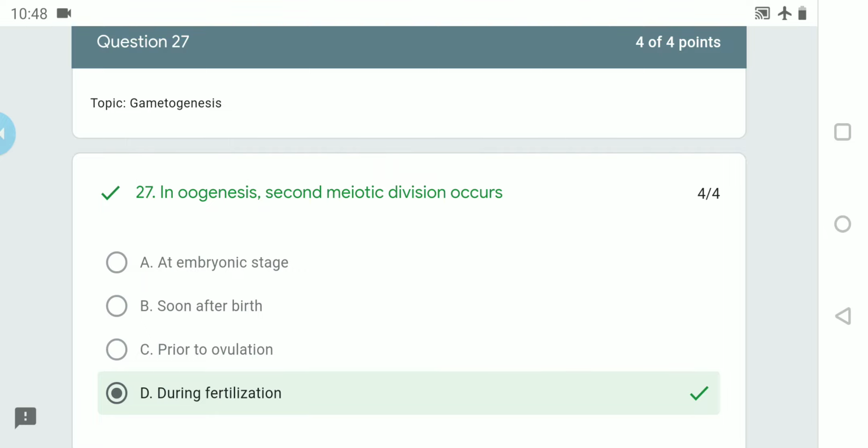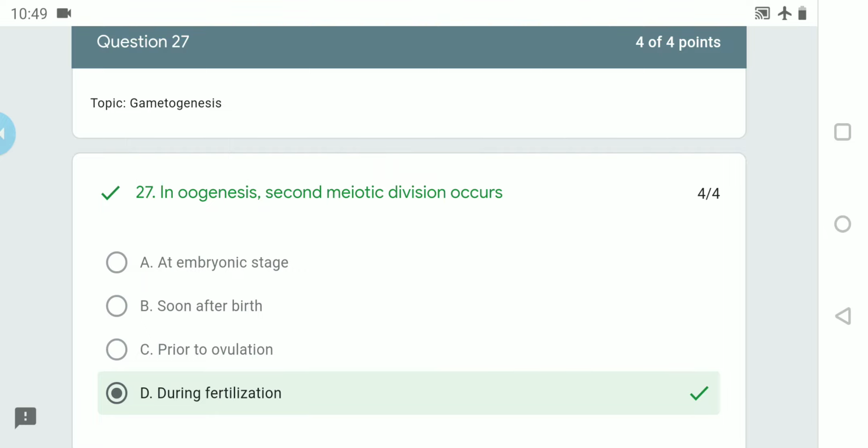In oogenesis, first of all, what is the meaning of oogenesis? The process of formation of ova or egg in the follicle of the ovary is called oogenesis, isn't it? Now they have given that the second meiotic division occurs; we should identify when it will happen. Let me tell you briefly: the oogonia undergo mitotic division during the growth phase, which gives rise to the primary oocyte.